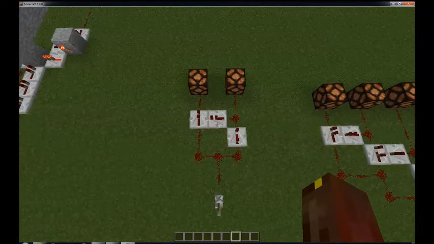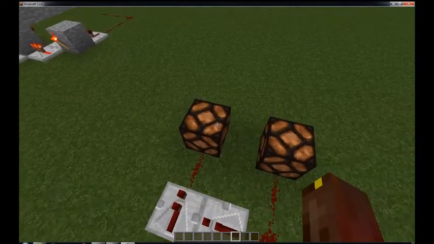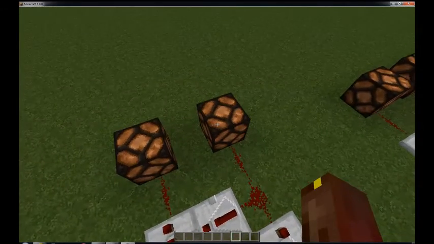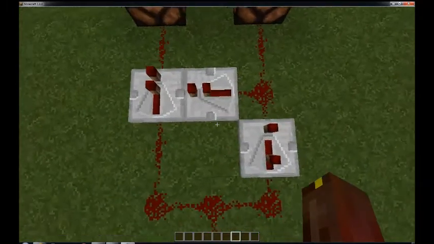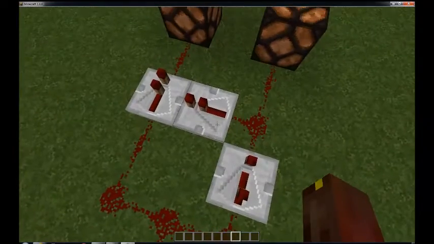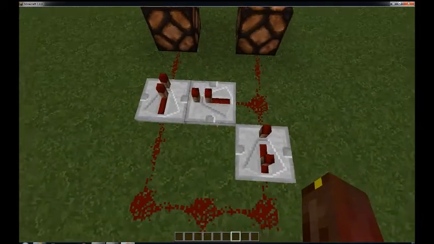So here we have our basic setup, and we're going to call this redstone lamp output number 1 and this redstone lamp output number 2. This is going to be repeater number 1, this is going to be repeater number 2, and this will be your locking repeater, since this is going to lock the repeater over here.